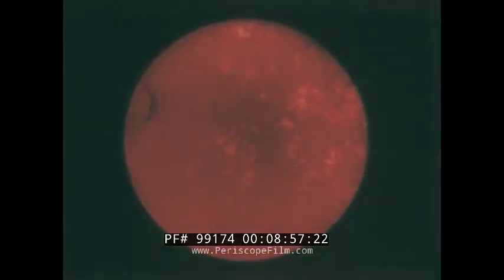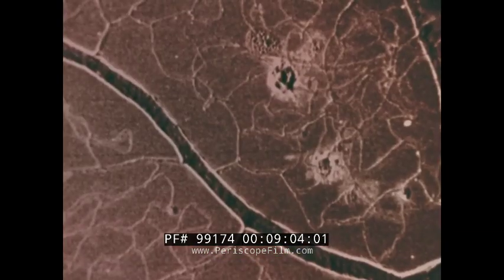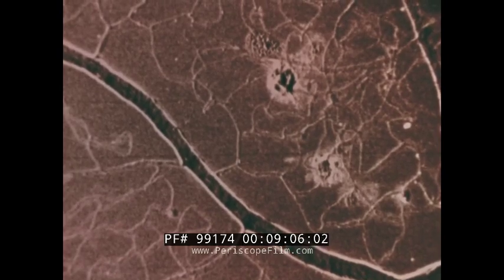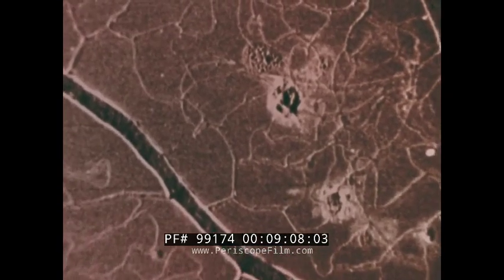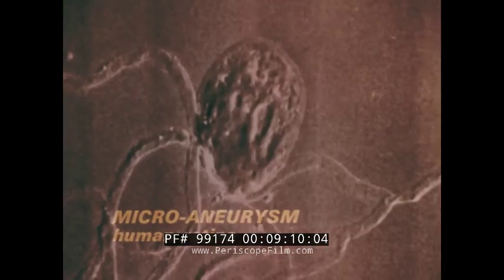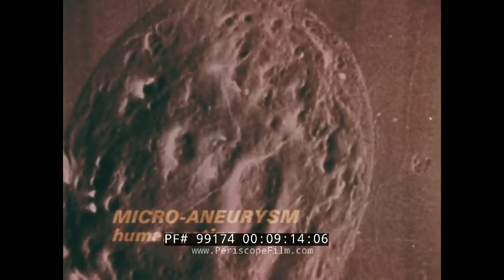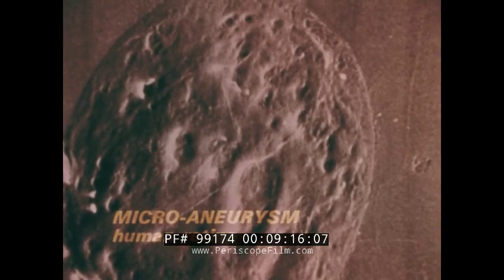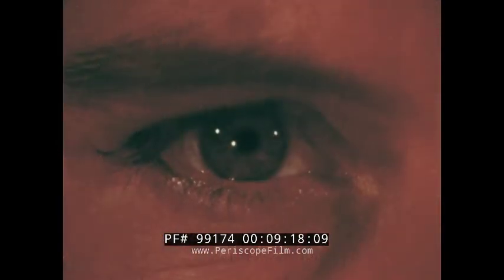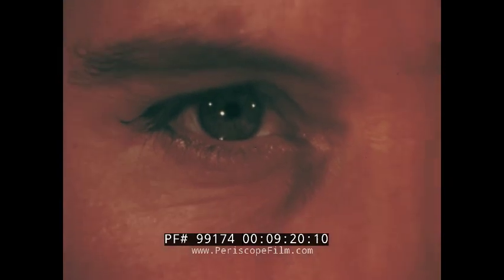The familiar view of a diabetic retina through the ophthalmoscope reveals a great deal of information. The scanning electron microscope view gives additional information about the structure of the micro-aneurysm. And here is a living human eye, property of a non-diabetic second-year medical student.